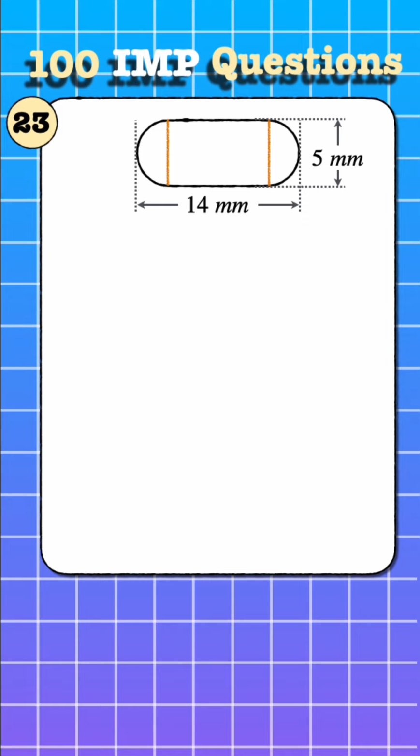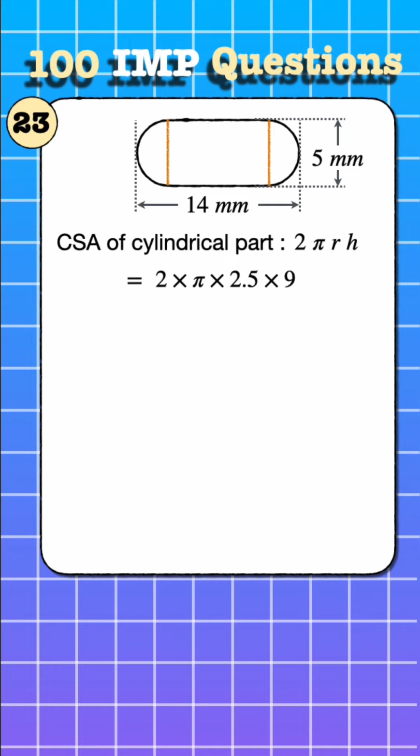So first of all, what we'll do, we'll calculate curved surface area of the cylindrical part. So that is 2 pi rh. So 2 into pi into radius will be half of diameter, so 2.5, and length, look closely, we want only the cylinder length. So that will be 14 minus 5, correct? So that is 9. So the final is 45 pi. That's the curved surface area of the cylindrical part.